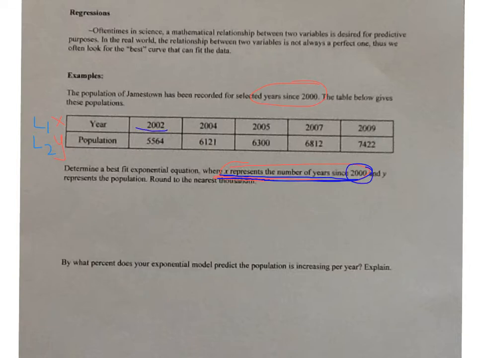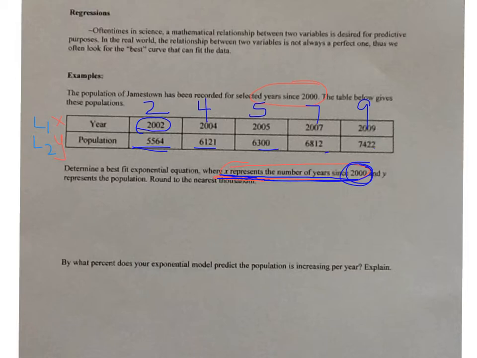So you are not plugging in 2002 into list one. Remember, X is the number of years since 2000. So you should be plugging in 2, 4, then 2005 would be 5, 2007 would be 7, and 2009 would be 9. Now in list two, you're going to put in your population: 5,564, and so on. You don't have to change any of that.